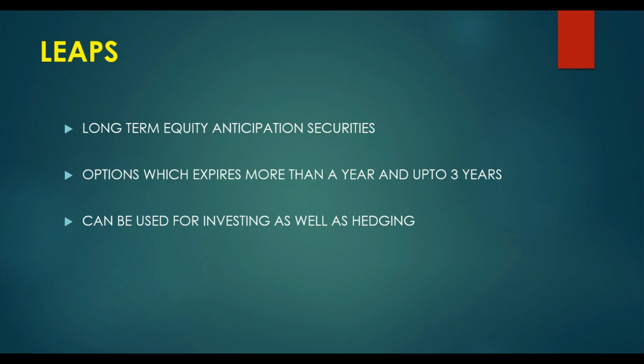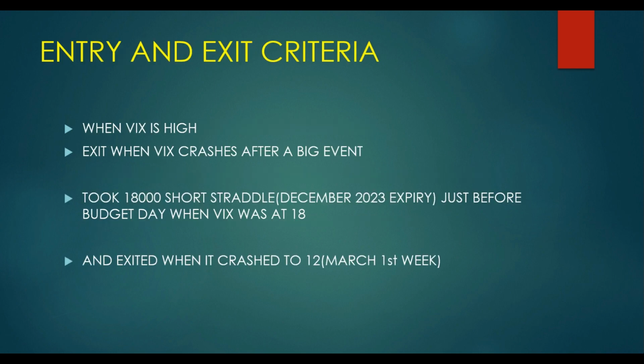So one example for LEAPS is the December 28 expiry, which expires in 9 to 10 months from now. The strategy which I executed, I entered on Feb 1, which is almost 11 months prior to expiry. When it comes to executing a strategy in LEAPS, you need to enter at the right time. So what is the right time to enter into LEAPS?